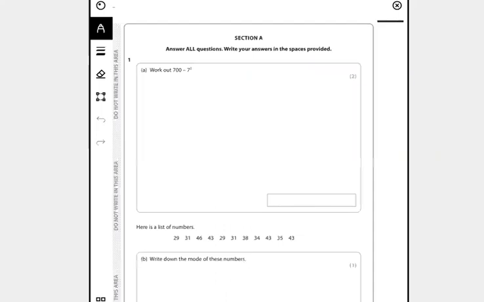So the first question, they're talking about work out 700 minus 7 squared. So what we're going to do first is 7 squared basically means 7 times 7, which is equal to 49. So 700 minus 49. Then what we're going to do is just subtract it, write it down vertically, 700 minus 49.